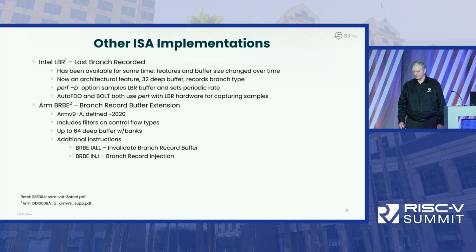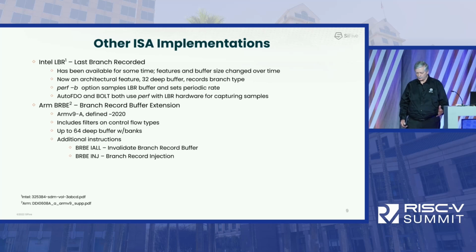Other implementations: Intel has the Last Branch Record. It's been around for quite a few years, and it's changed over time, where they first implemented only the from and to addresses, and then they added metadata to that. Now they've recently defined an architectural feature, so all cores will have that with a 32-deep buffer, recording the branch types. They've extended perf to be able to sample these registers and the buffer, and also set a periodic rate, so it's tied in with perf.